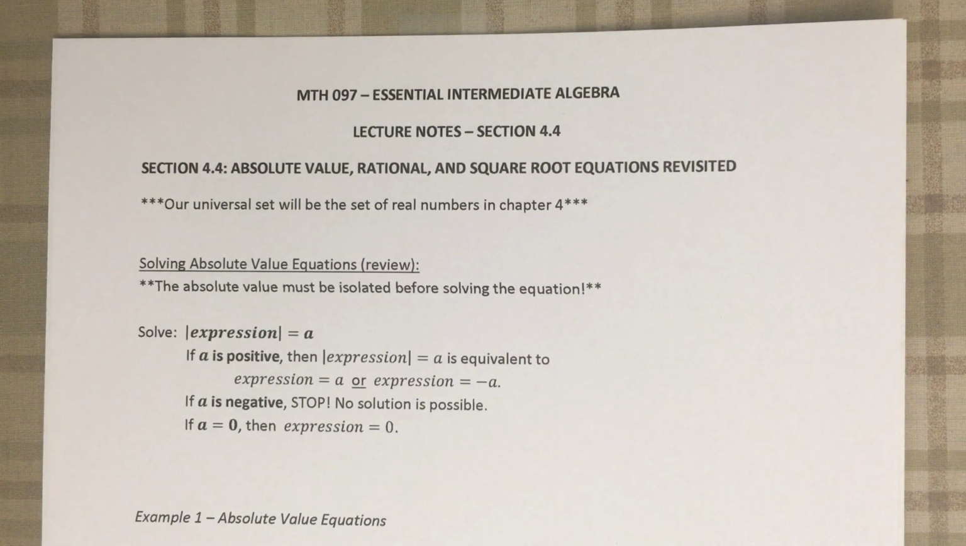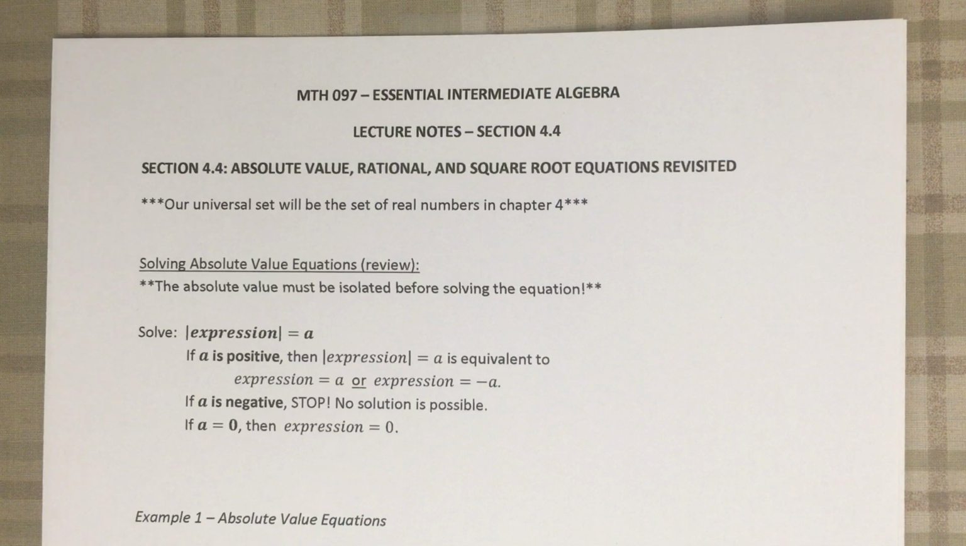When we are solving absolute value equations, the first thing we want to do is make sure that our absolute value is isolated or by itself on one side of the equation. That means if we have any extra numbers outside of the absolute value, those have to be moved before we can begin the equation. Once we have done that, then we're going to look at the number that's on the right side of our equal sign.